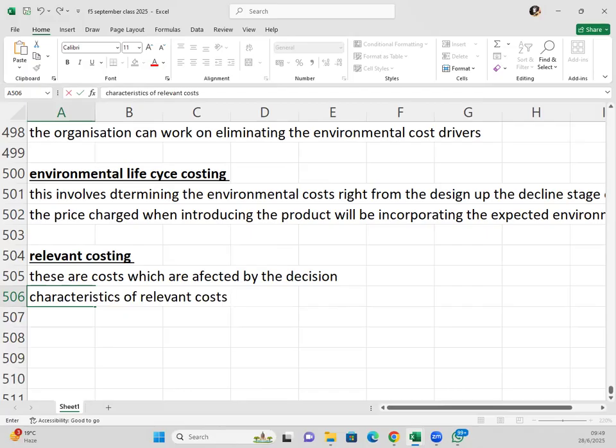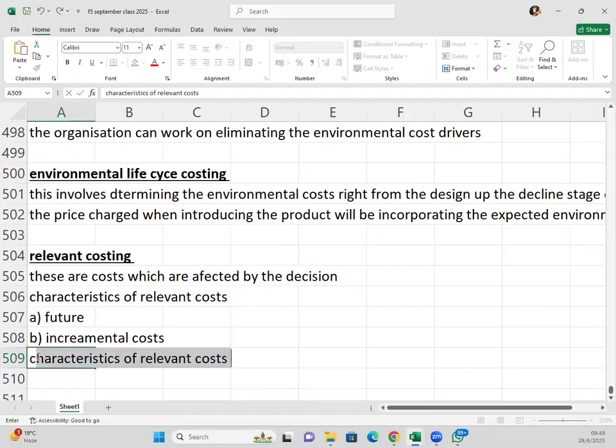Characteristics of relevant costs. So the first characteristic of relevant cost, a relevant cost is a future cost. The other characteristic, it is an incremental cost. The last one is a cash flow cost.